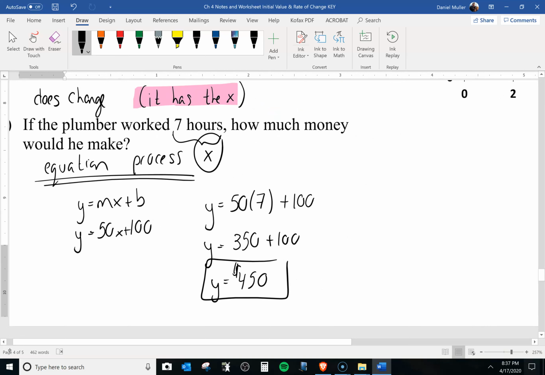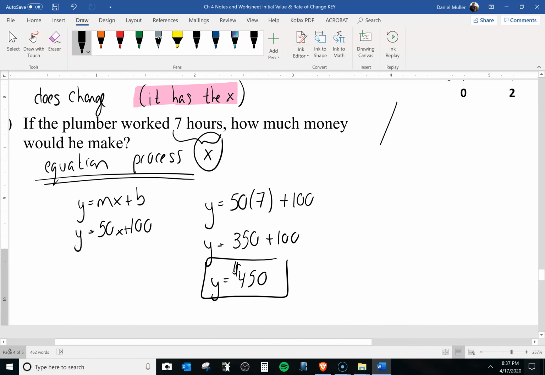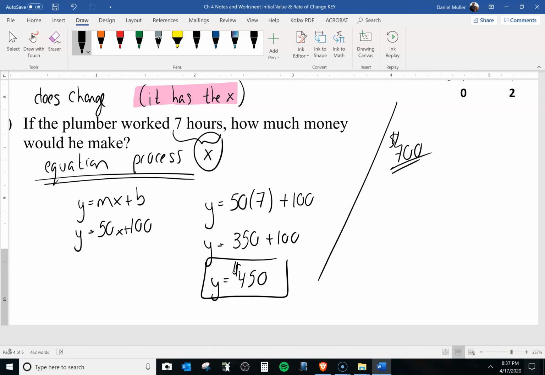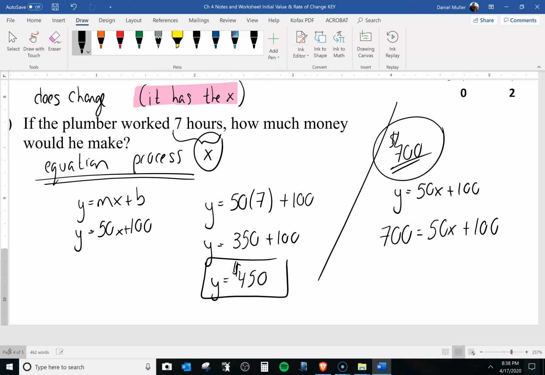So that's why I added this question here. If I wanted to, I could ask what the opposite question would look like. Well, say I said the plumber made $700. How many hours did they work? So if the plumber made 700, y equals 50x plus 100. And now I tell you what the total is. The total is 700. And so I have to plug that in. And then I'm asking you to find the hours, or find the x.